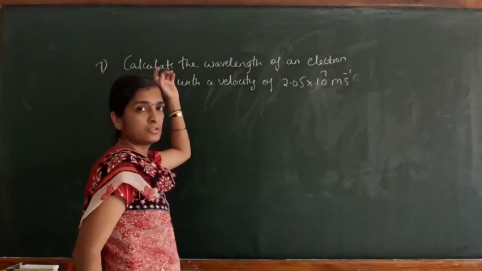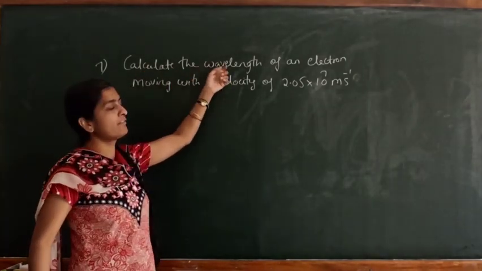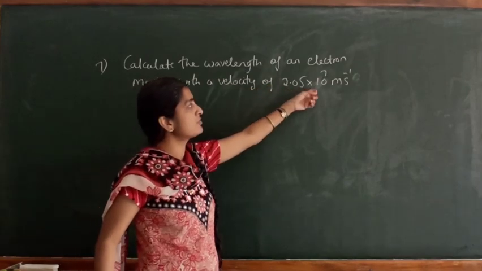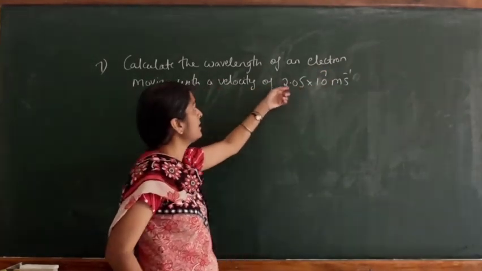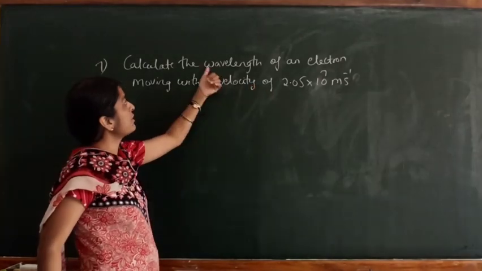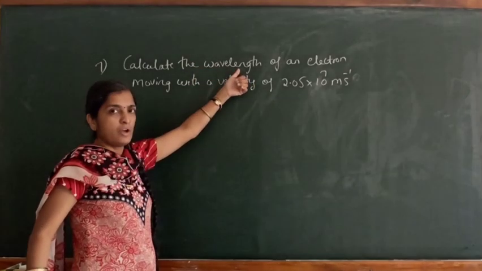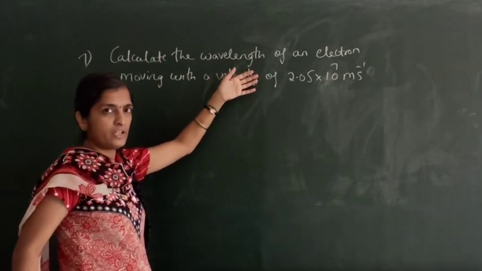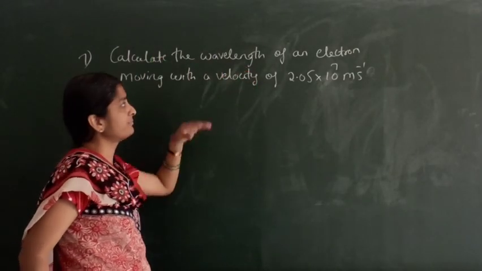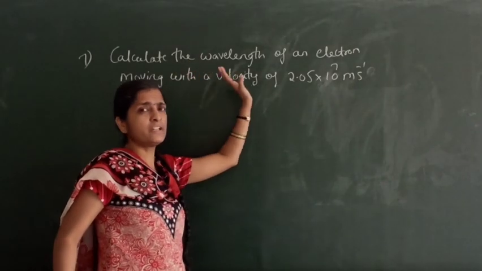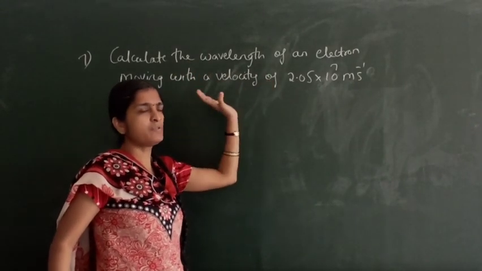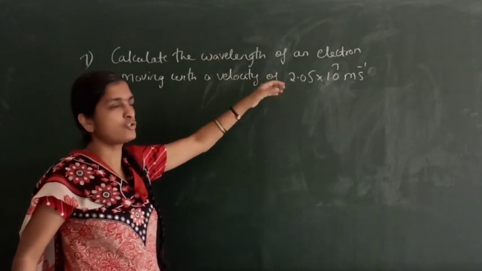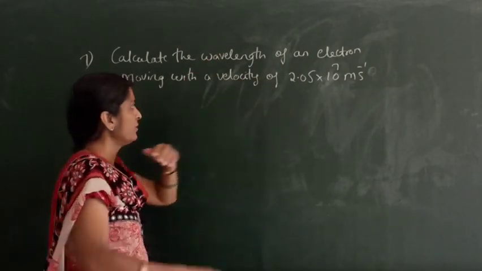So here the problem is to calculate the wavelength of an electron moving with a velocity of 2.05 into 10 raised to 7 meters per second. So you are given the velocity, you have to calculate the wavelength. Now which formula are you going to apply? We have already discussed in theory, de Broglie's equation. De Broglie's equation can be used to determine the wavelength of the electron when you are given the velocity.